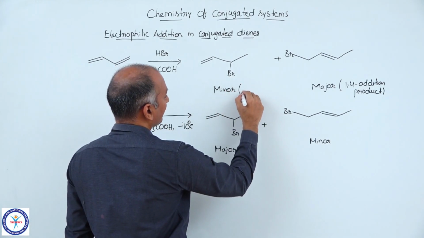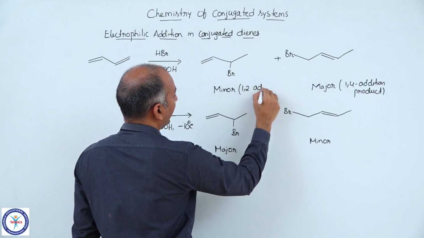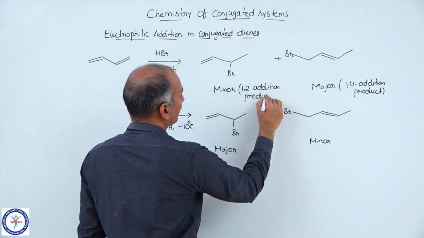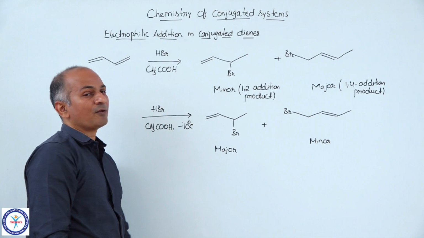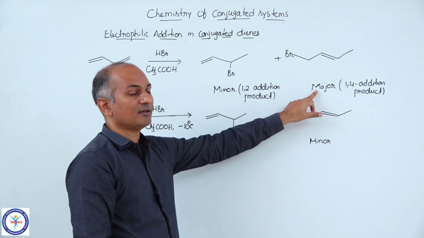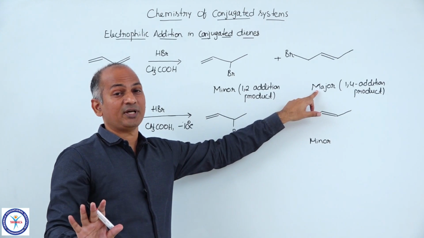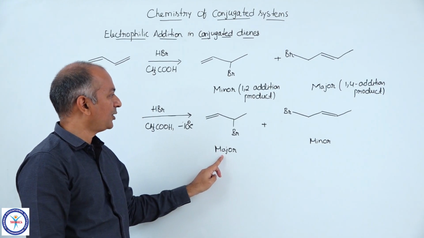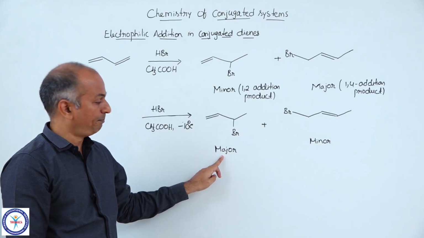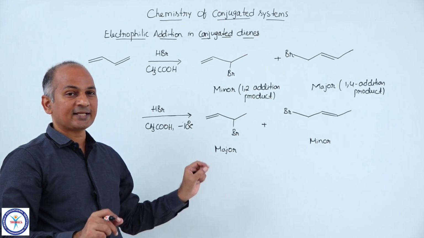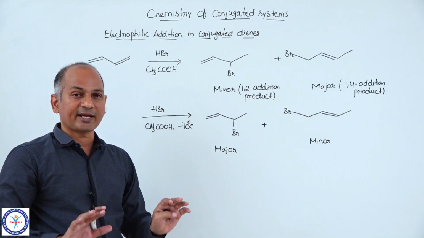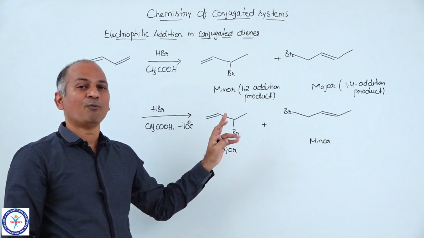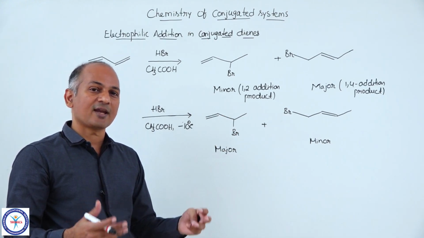And this is called the 1,2 addition product. So the 1,4 product is major at high temperature, and high temperature for HBr means room temperature. And at sub-zero temperature the 1,2 addition product is the major product. So in the exam, if the examiner does not mention the temperature, we go for 1,4 addition, because for this particular example the room temperature is already higher.